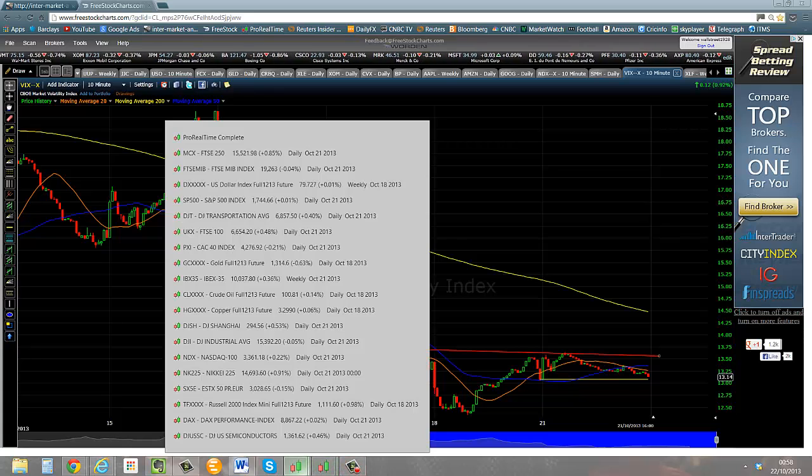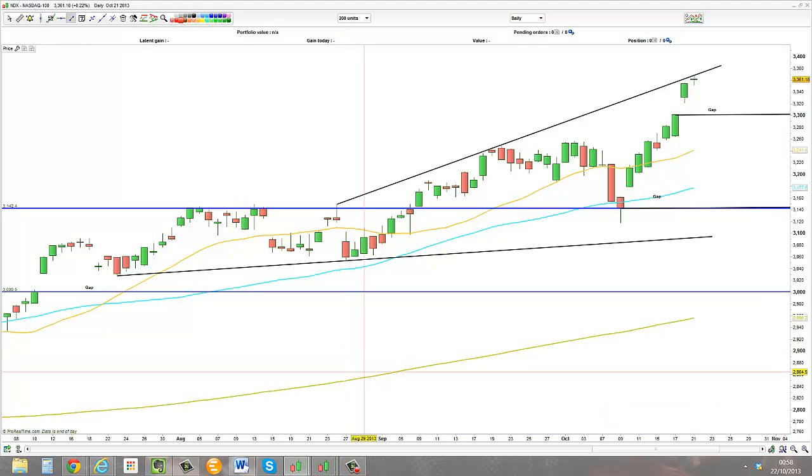Okay, so let's start by looking at some of the daily charts. So first of all, the Nasdaq. We've got a diagonal trend line resistance. It's printed the first doji in a long time. We've had this thrust higher from 3120 all the way up to 3380, and that's a ridiculous move based on what? Nothing. Other than hot air.